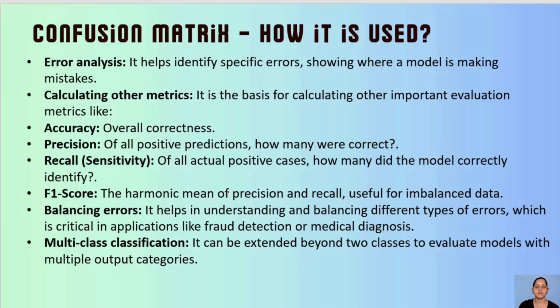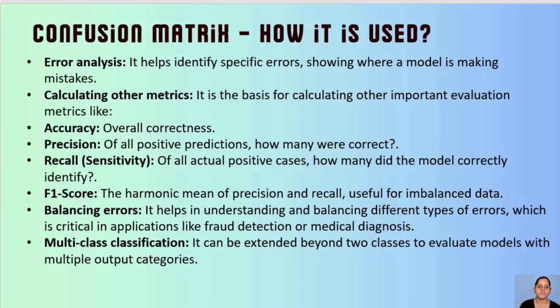So what is recall? Recall is your actual positive cases: of whatever actual positive cases there are, how many did the model correctly identify? So precision is, of the total positive predictions, how many were correct. Recall is about the actual positive cases, because type 1 and type 2 errors are also present. Of the actual positive cases, it tells how many were correctly identified.